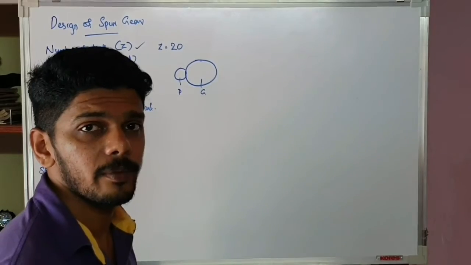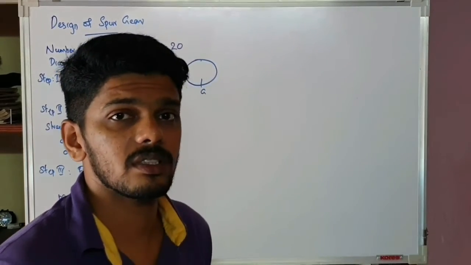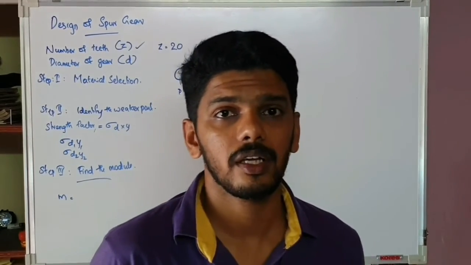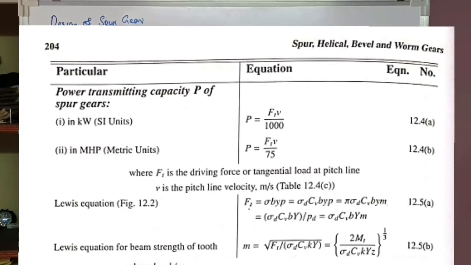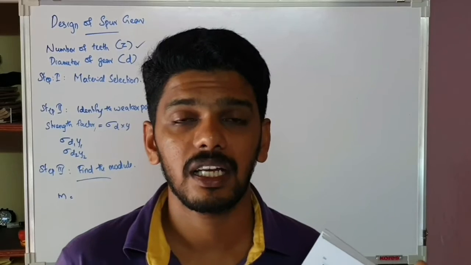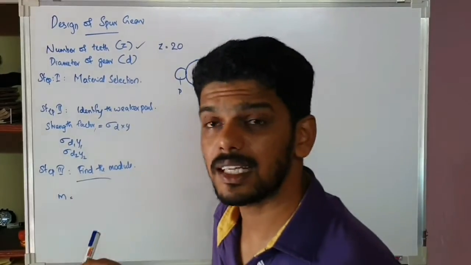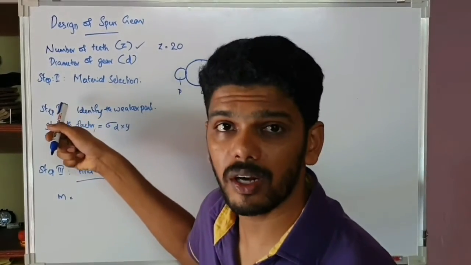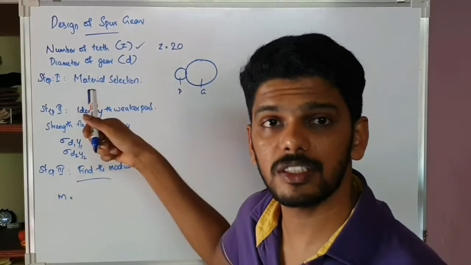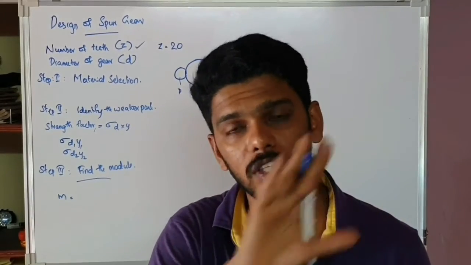After finding the module, you have to check whether that module is correct or not. For that, take equation 12.5a: Ft is equal to sigma d Cv b y m. Find the design stress sigma d from that, and check whether it is lesser than the assumed one in step 1. It should be less than the assumed one. Then the design procedure that you have followed is correct.